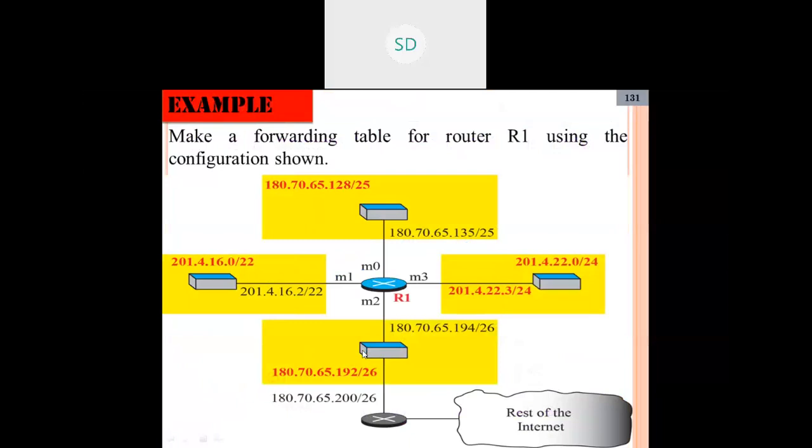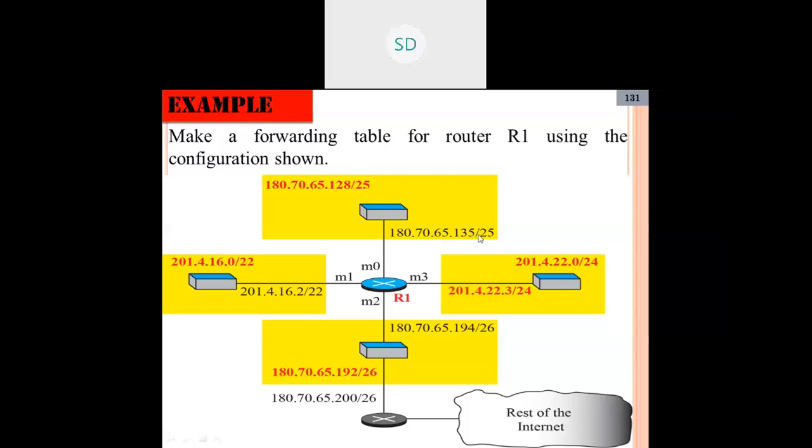If you consider an example, suppose this is the configuration given, where you can observe router R1 is connected through various interfaces like m3, m0, m1, m2, which in turn are connected to various switches. We can consider various hosts, and each host has its own IP address. Say the first one is 180.70.65.135, followed by slash 25.